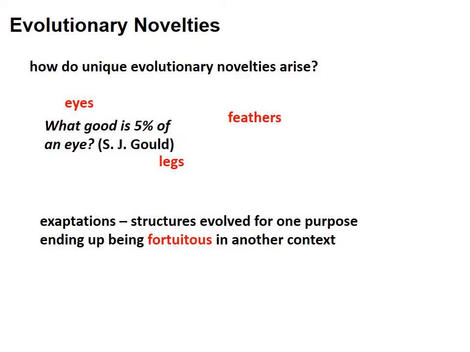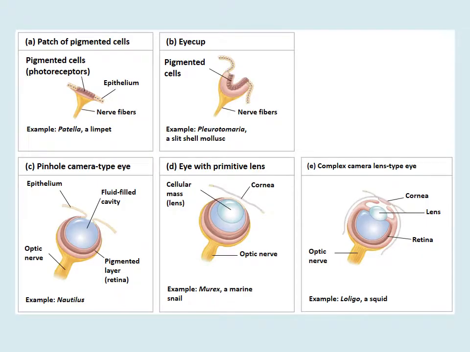We're going to talk about feathers and legs when we get into birds and we start talking about tetrapods, but I will bring up eyes right now. Let's talk about how an evolutionary novelty like an eye occurred. What's interesting about this is we can follow this from panel A through E in this slide, as sort of an evolutionary history of the eye. But we can also see this in existing critters today. And that's some of the beauty behind studying evolution.